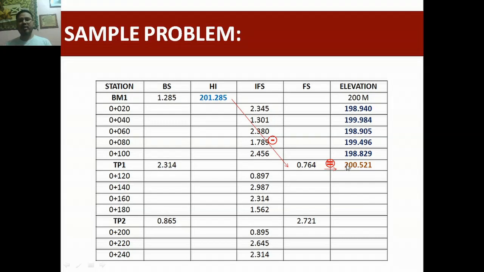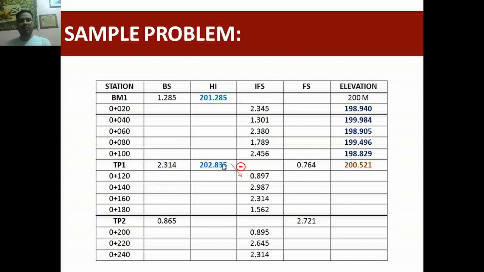After computing the elevation of turning point 1, next we compute the next instrument height. So from here, go back. Elevation plus backsight. Where there is a backsight, there is a new height of instrument. That means we have transferred. Notice, class, turning point 1 has now become benchmark 1. After computing height of instrument 2, next is the same pattern again.